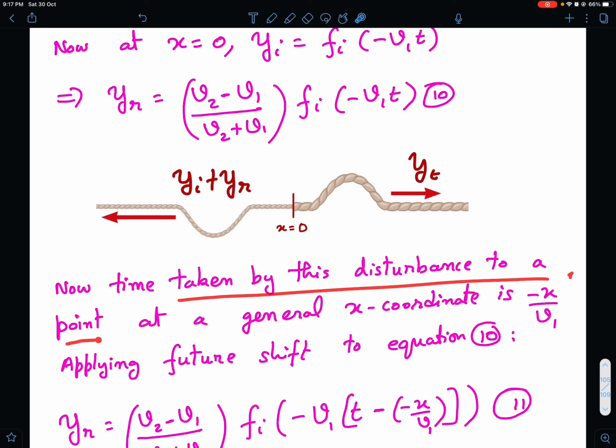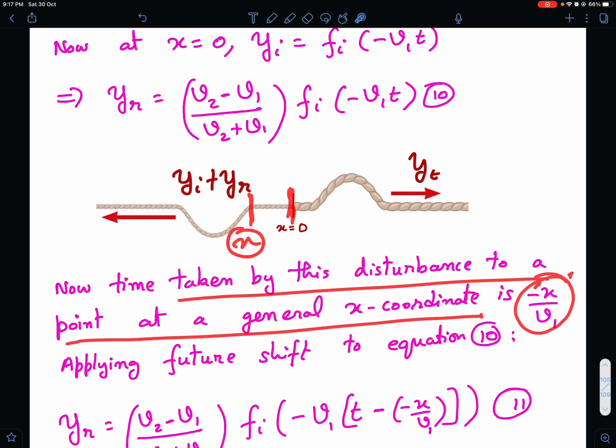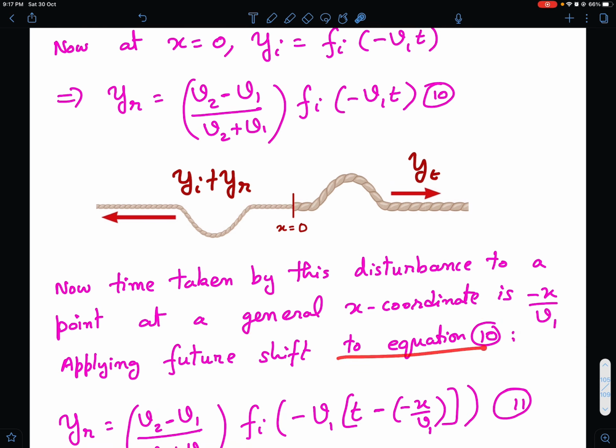Okay, so now the time taken by this disturbance to reach a point at a general x coordinate is minus x by v1. So this is x equal to 0 and this is some general x, obviously with a negative value, since an x coordinate to the left will be negative. So the time taken for the disturbance to go from x equal to 0 to general x is minus x by v1, because x itself is negative to the left of the boundary, right?